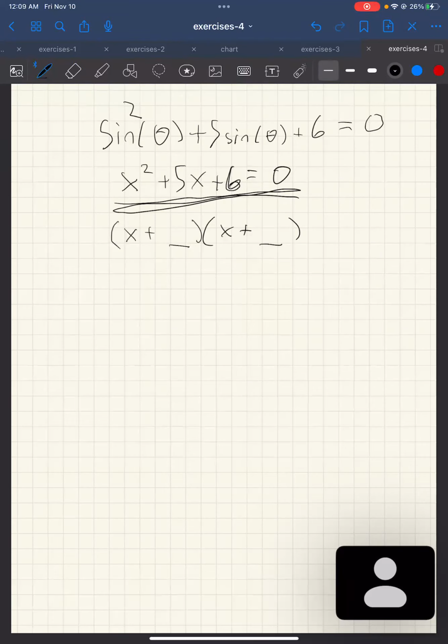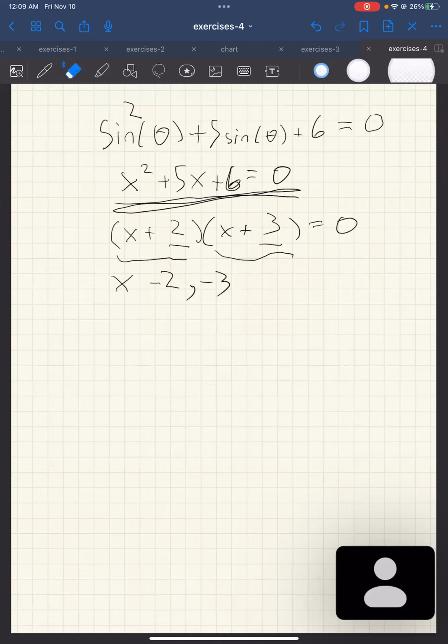So what are the factors of 6? Well, I have 1 and 6. Those add together to give me 7. Or I have 2 and 3, which add together to give me 5. So this factors to x plus 2 times x plus 3. Perfect. So if I'm wanting solutions to this thing being 0, then really I want this part to be 0 or this part to be 0. So it's not that our solutions are 2 and 3. In this case, x is negative 2 and negative 3 are both of our solutions.